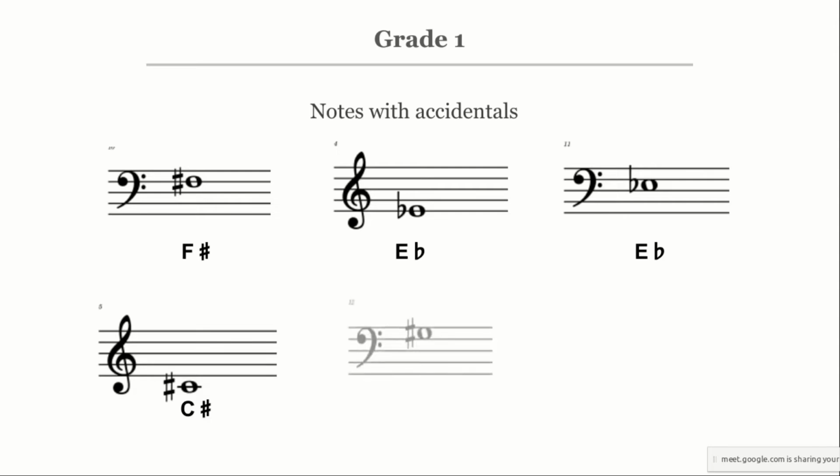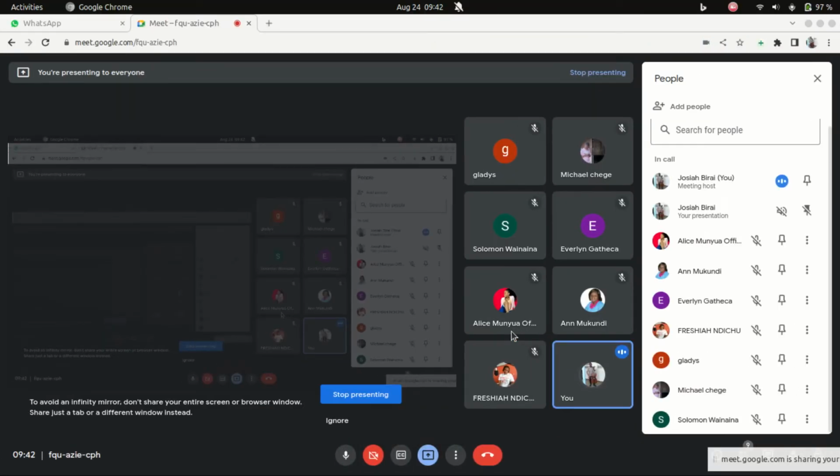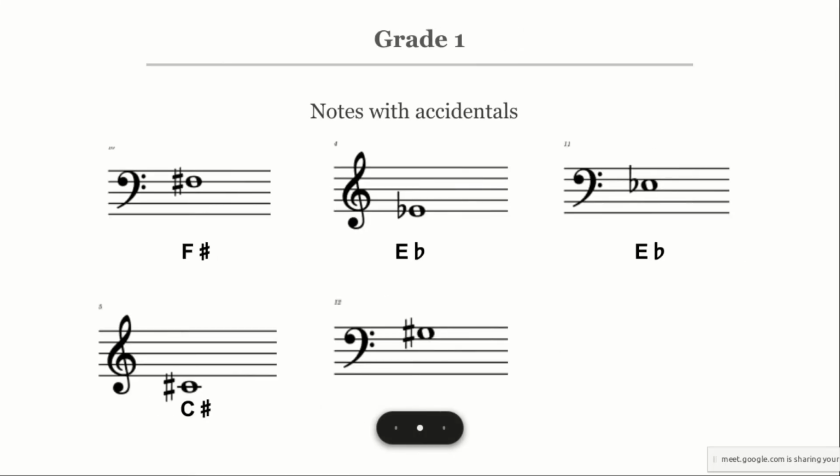And then Anne Mokundi, tell us the name of this note. This is bass clef. Kindly, let's save time. Alice, what's the name of this note? This is bass clef. Is it G sharp? G sharp, perfect. G sharp, because this is bass clef and that is letter G. All cows eat grass. G sharp.